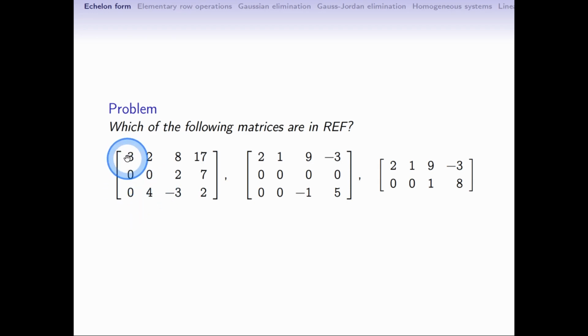Now as I march from row 1 down to row 2, I am marching to the right to my next leading entry. But as I move from row 2 to row 3, I have to move to the left to find the next leading entry. And this is violating rule number 2 of row echelon form. Now, there's an easy fix. If I simply swap row 2 and row 3, this will be in row echelon form.